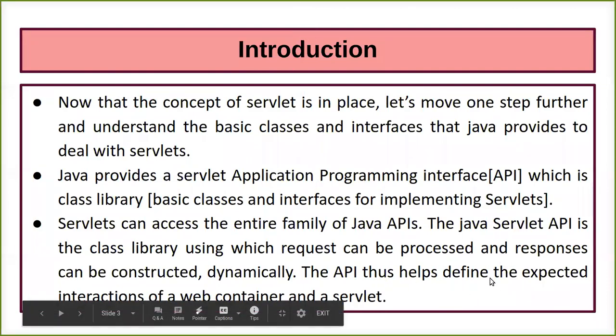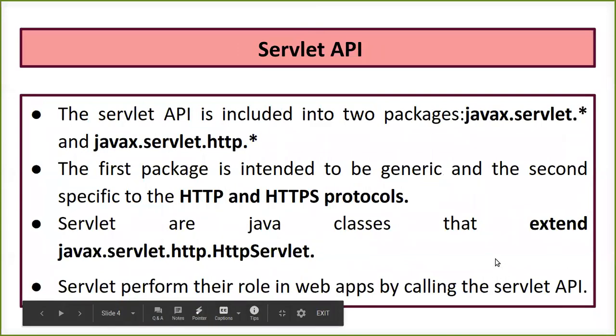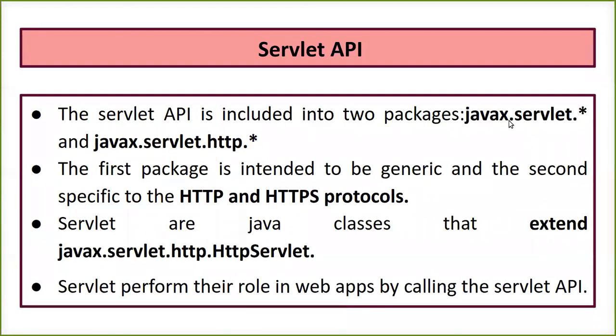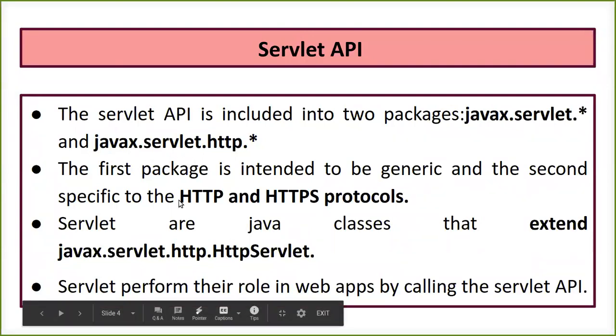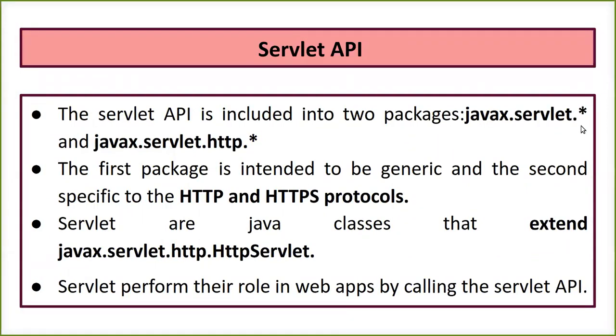Now, when we talk about the Servlet API, it basically includes 2 packages. The first is javax.servlet.*, and the second is javax.servlet.http.*. The difference between these two is that the first is known as the generic or general servlet, and the second supports the HTTP and HTTPS protocol. Those classes and interfaces which use the HTTP and HTTPS protocol come under the http package, and all the generic and general classes and interfaces which do not use HTTP and HTTPS come under the first package.